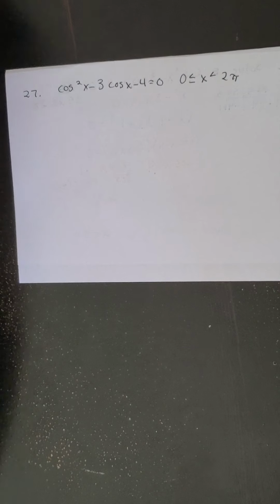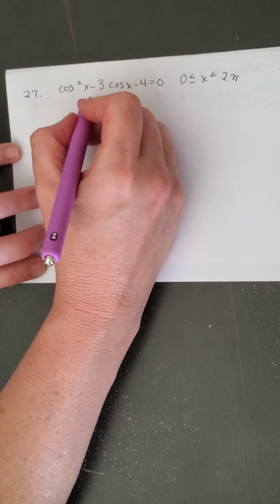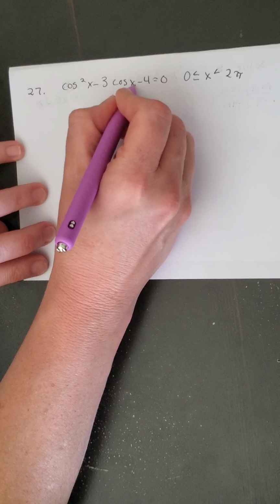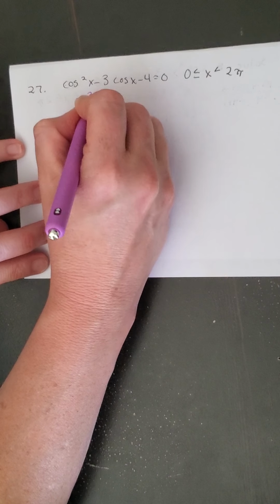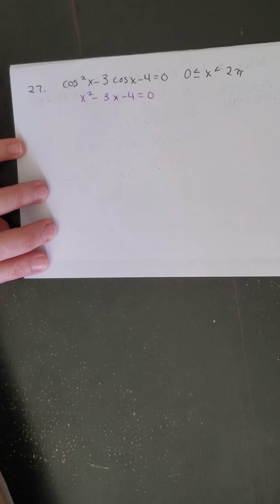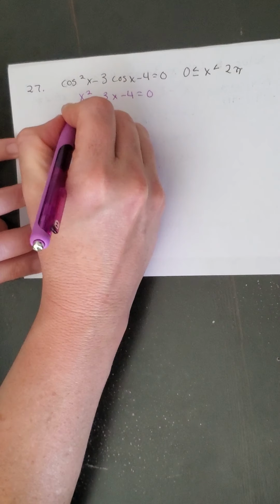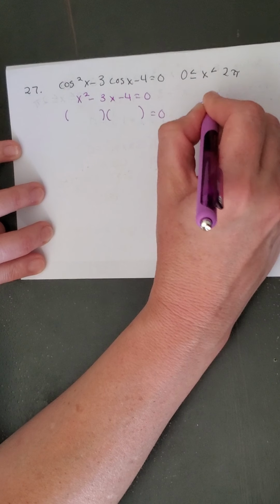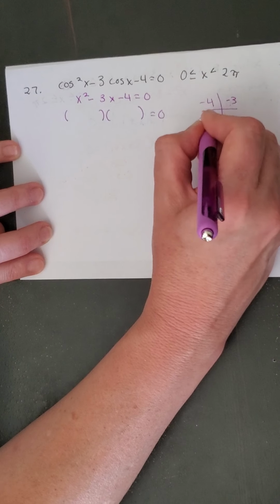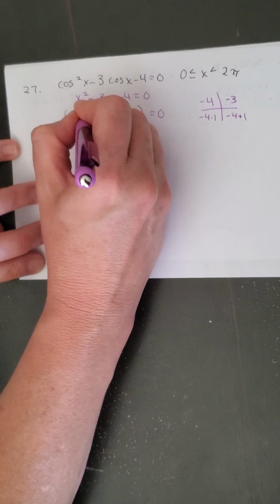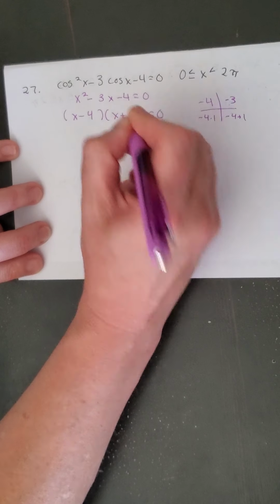So I gave you kind of a tip on your notes, which was, what if this were just x squareds and x's and a constant? So what if I had this? Would I know how to solve something like this? And this is a quadratic, so I know I could factor it. So this factors as something that multiplies to -4 and adds to -3, which is -4 times 1, right? Because -4 plus 1. So it would be x minus 4 and then x plus 1.